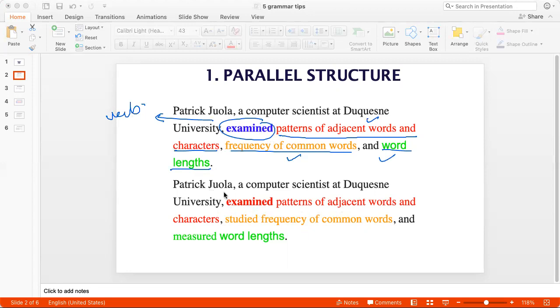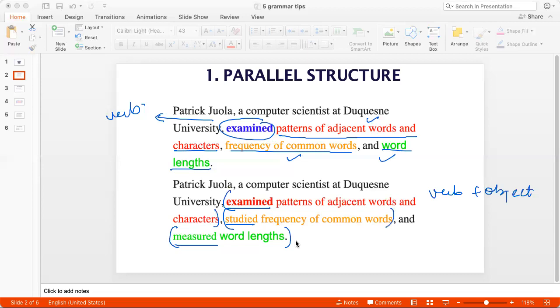So we can also say Patrick examined patterns of adjacent words and characters, studied frequency of common words, and measured word lengths. This is also correct because in this case, I'm following the structure of verb plus object. So I'm doing verb plus object in the first case, verb plus object in the second case, and verb plus object in the third case. So I can either just have the verb in the beginning and not repeat the verb, or I need to repeat the verb with every instance.